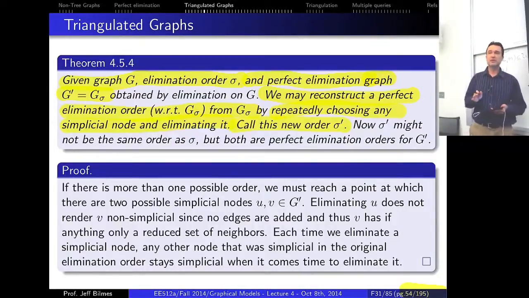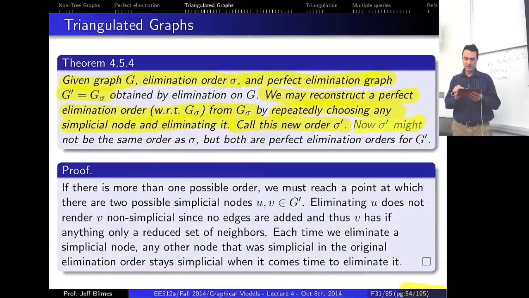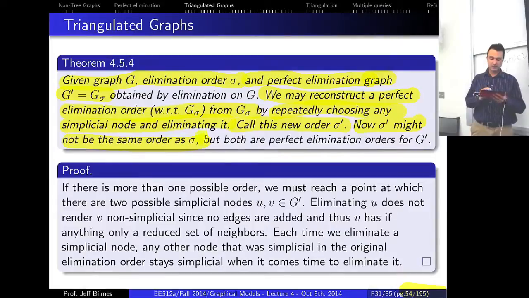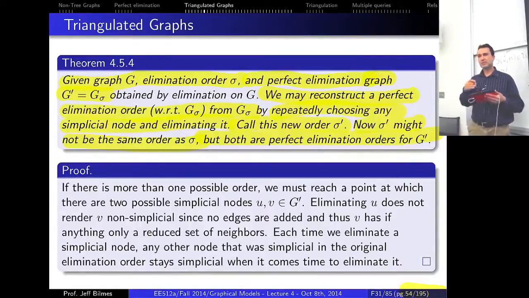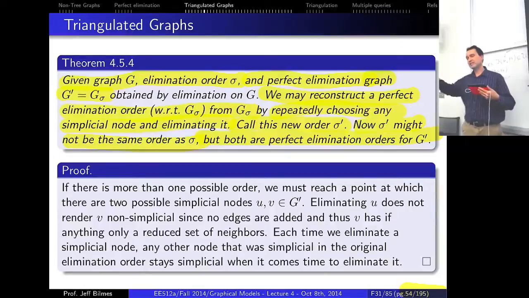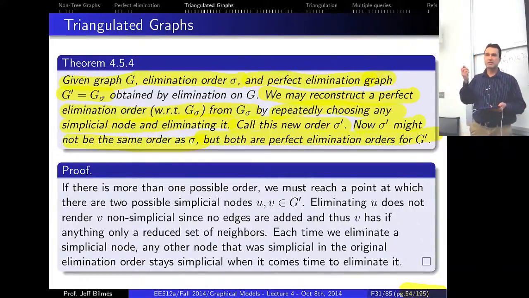Now what the theorem is saying is that it might not be the same order. Sigma prime might not be the same order as sigma. However, both are perfect elimination orders for G prime. It should be clear that if it's a series of simplicial vertices, it will be a perfect elimination order, because just by the definition of a simplicial vertex, when you eliminate a simplicial vertex, we're not adding any fill-in. So any of the orders that have that property are essentially simplicial.